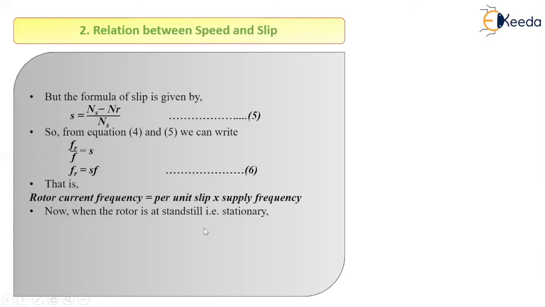Now let us consider that the rotor is at standstill, that is stationary, which is the starting condition. When the rotor is at standstill, the rotor speed Nr is equal to 0. If we substitute Nr = 0 in equation number 5, we get S = Ns/Ns, which is 1. So the slip will be equal to 1. Now if we substitute S = 1 in equation number 6, we get Fr = F. So at standstill, when the rotor is stationary, the rotor current frequency is equal to the supply frequency.